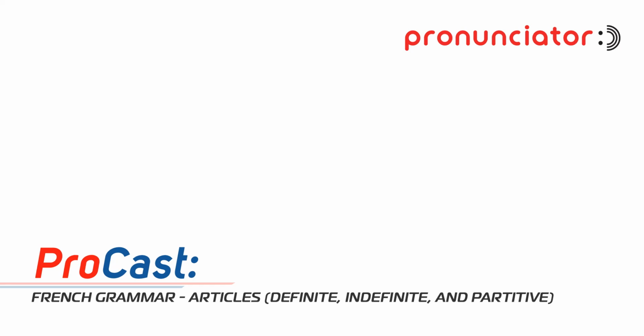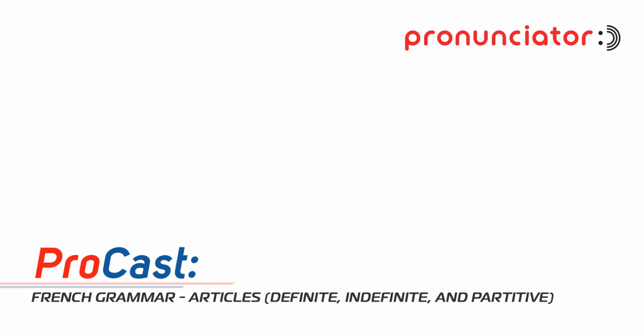Du, de la, des. It all comes down to gender and number again, just like with the other articles. So du is for masculine, singular, uncountable nouns, like du pain, some bread. De la is for feminine, singular, uncountable nouns, so de la musique, some music. And then des is for any plural noun, doesn't matter the gender, so like des fruits, some fruits.